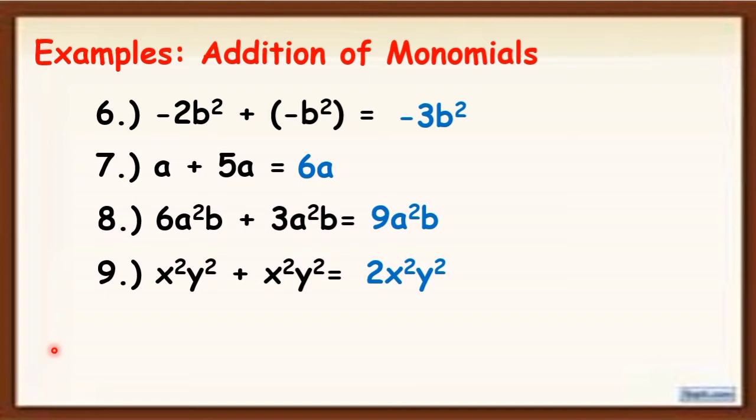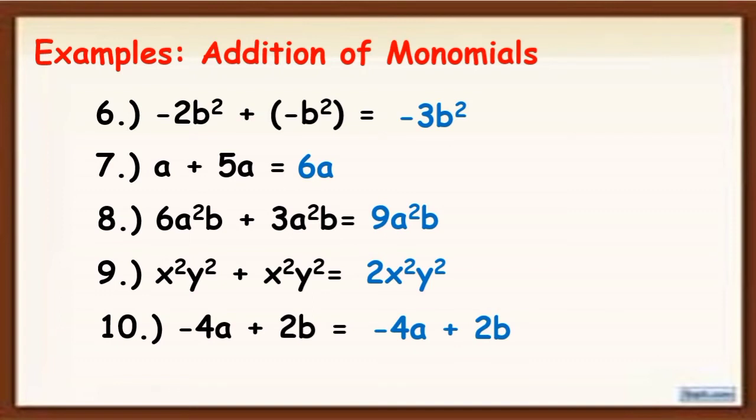Now, how about this one? Negative 4a plus 2b. As you can see, they have different variables. So therefore, we cannot add them. So the answer is the same. So the final answer will be negative 4a plus 2b because we cannot combine the given monomials.